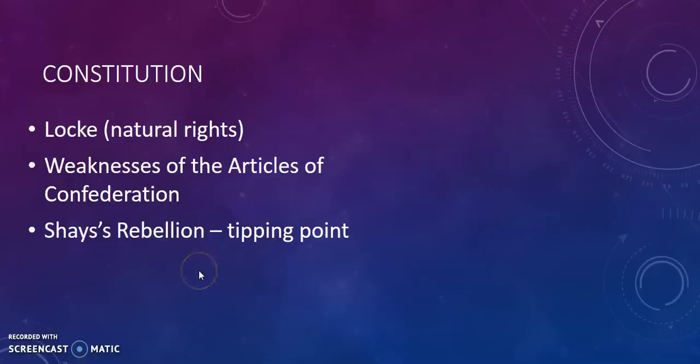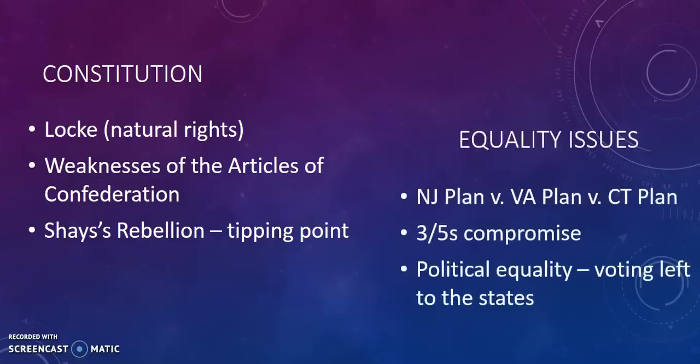Now, the tipping point here is, of course, going to be Shays' Rebellion, when you're going to have a rebellion up in Massachusetts, and the state can't put it down, and they're looking for help from the national government, but there's no national military. So they're going to have to do the Constitutional Convention. And during this Constitutional Convention, where they're going to scrap the articles, they're going to create the Constitution that we know and love today, there are going to be some competing plans.